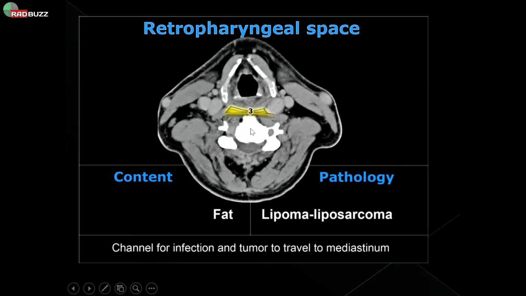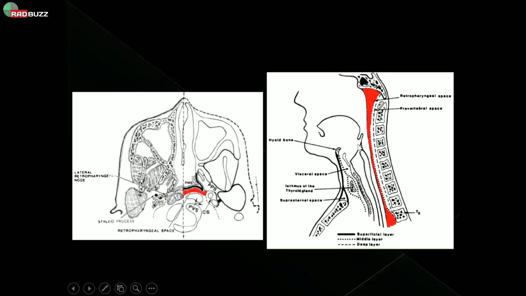Basically, that's the retropharyngeal phase. Retro means behind the pharynx, so that's a little bit of potential space, which is not very appreciable in imaging unless there is a pathology. So fat, like lipoma, liposarcoma, and a channel for infection and tumor travel to the mediastinum.